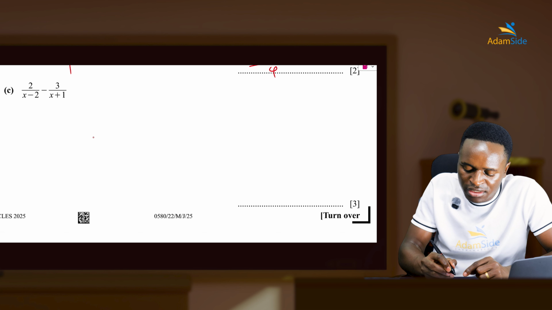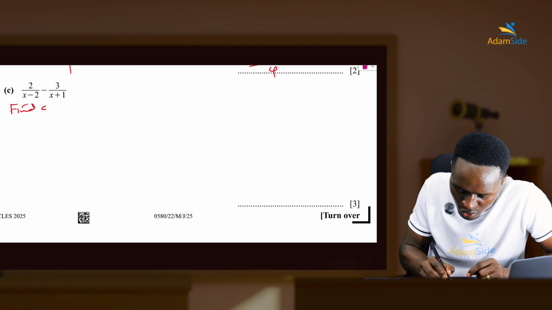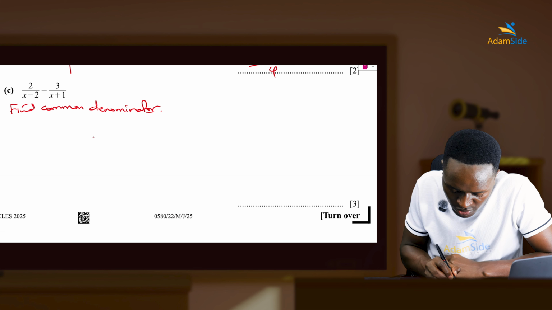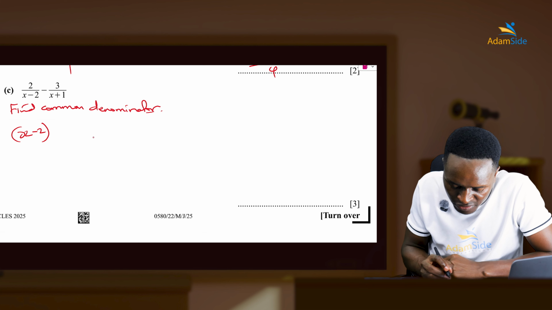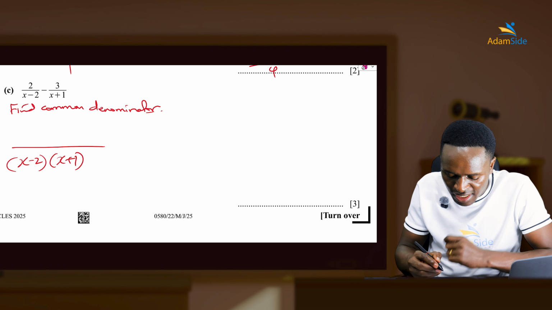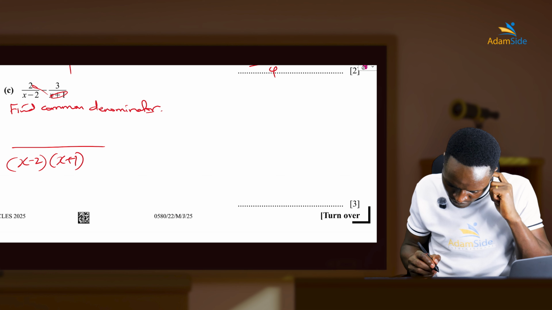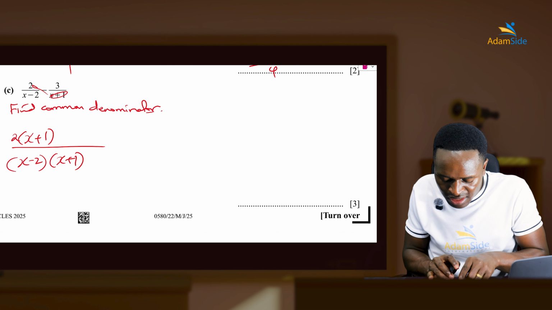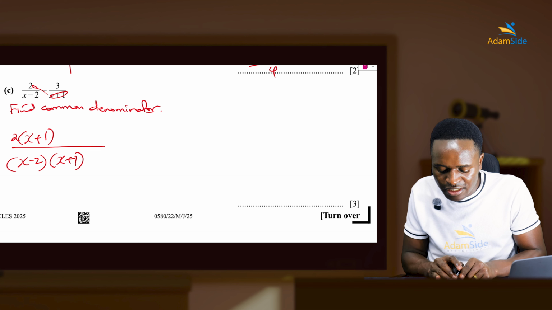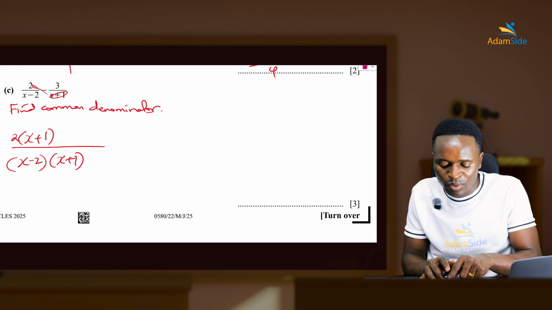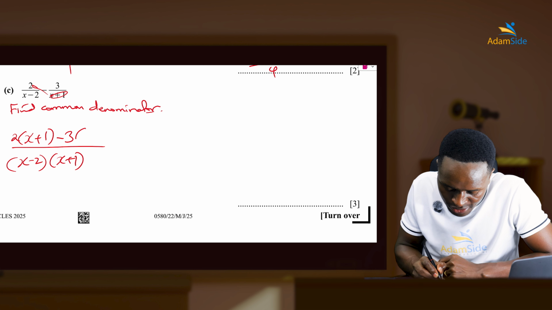Then we go to the next one. The same here, we need to find a common denominator. Because it's algebra, don't expand them. Just put them in that form. So our common denominator is x minus 2 bracket x plus 1. And then this can be multiplied with that: 2 into x plus 1, because if you take the expansion, x minus 2 and x plus 1, divide by x minus 2, you will remain with x plus 1. Then minus 3 into x minus 2.